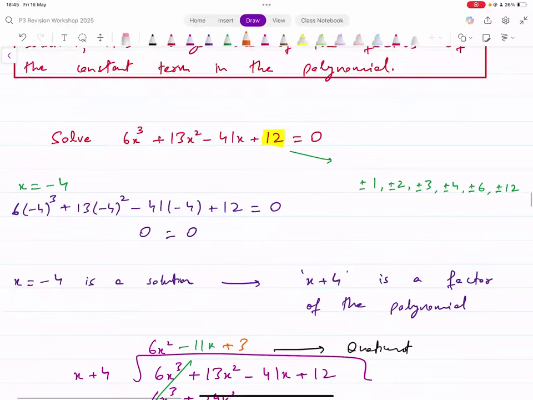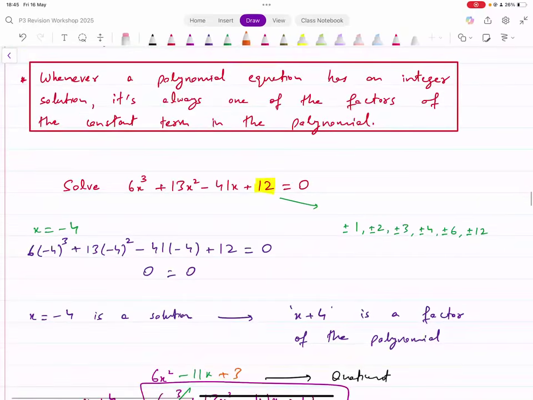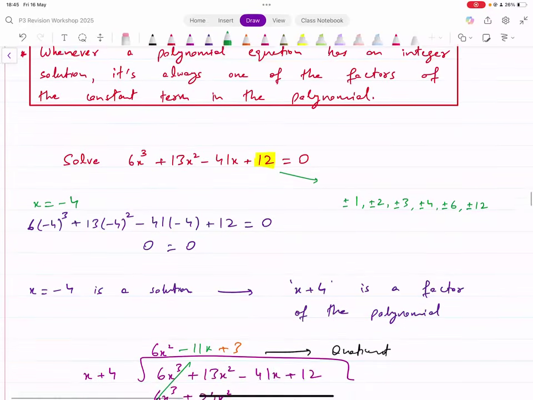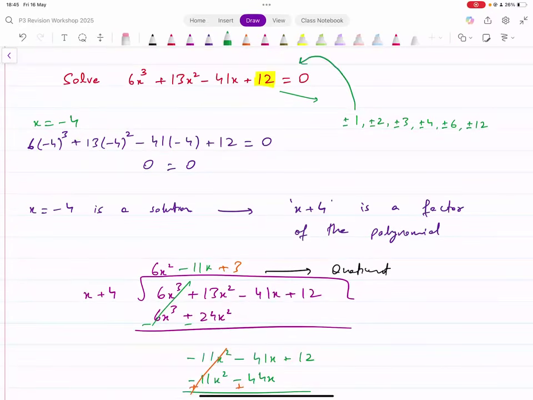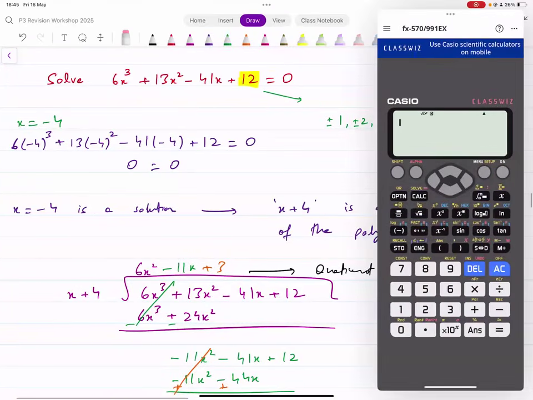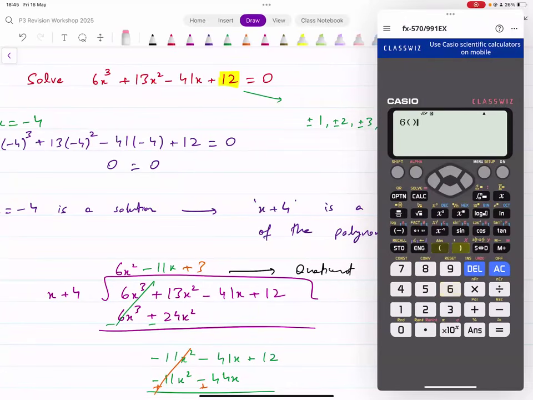That's the rule. Whenever a polynomial has an integer solution, it's always one of the factors of the constant term in the polynomial, plus minus the factors, right? It could be positive, it could be negative. So what you do in this case is you try each of these factors one by one and see which one satisfies. For example, you try 1 first of all: 6 into 1 cube plus 13 into 1 squared minus 41 into 1 plus 12. You input that in your calculator.